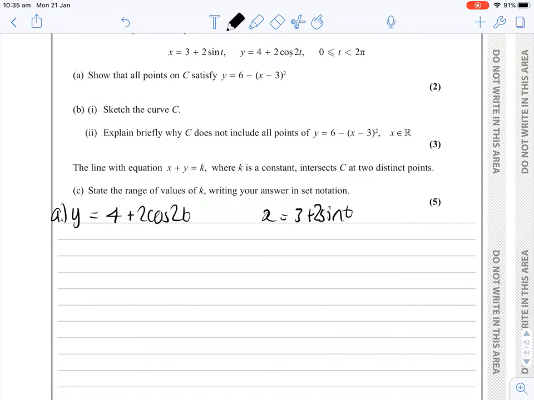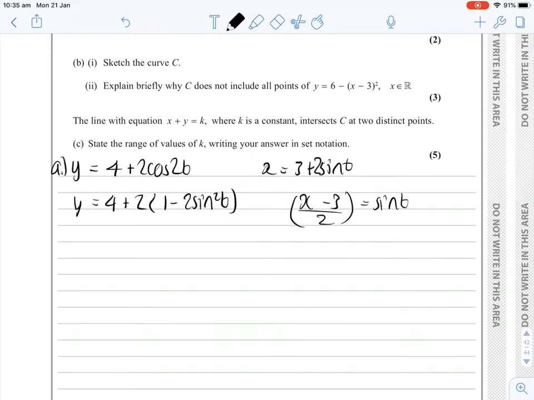Now for 2 cos 2t, we can say that y is equal to 4 add 2 lots of (1 minus 2 sine squared t), because we're using the double angle formula: cos 2t is 1 minus 2 sine squared t. So rearranging x to get sine t, we're going to get (x minus 3) all over 2 is equal to sine t.